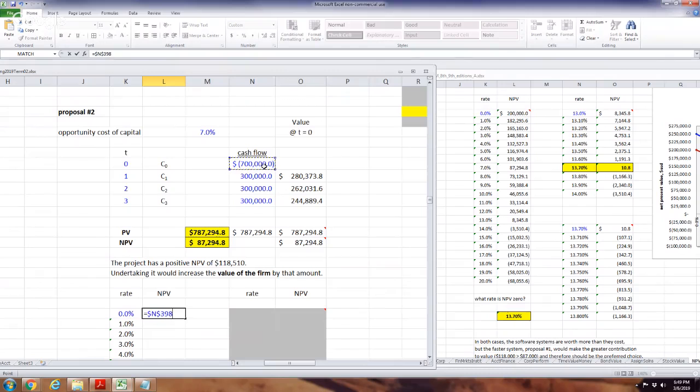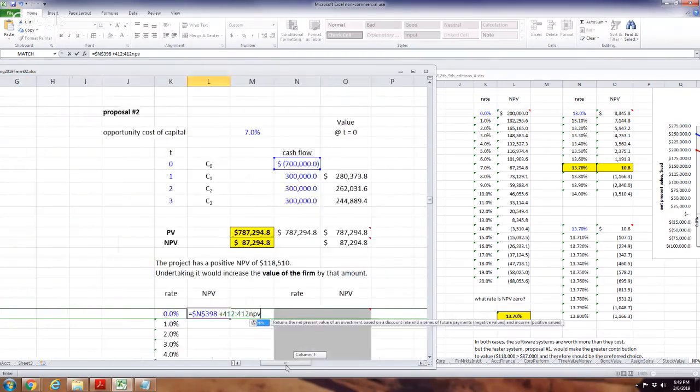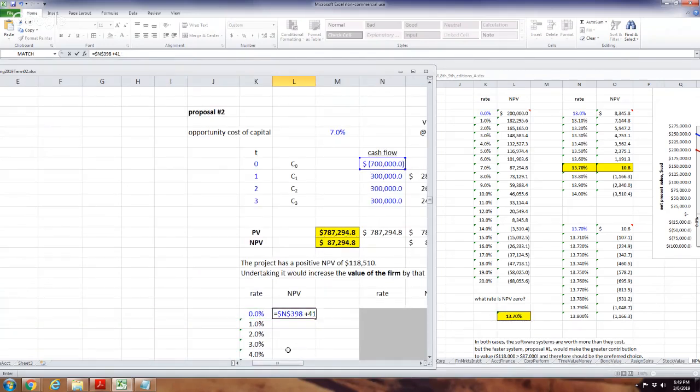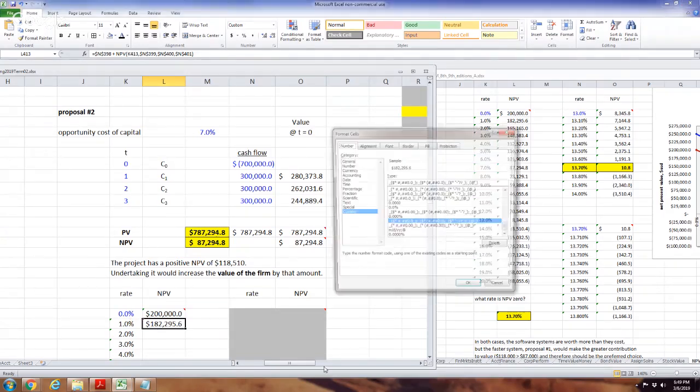All right, this thing is locked plus NPV. Parenthesis, the rate is the one that varies, and then all these other values are locked, or the cash flows are locked. So F4, comma, okay, all these guys. Yep. Always checking, just to make sure.